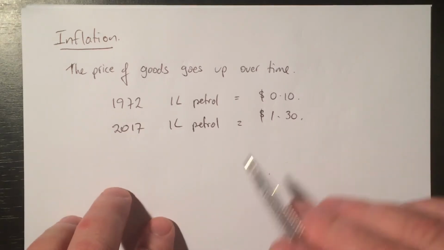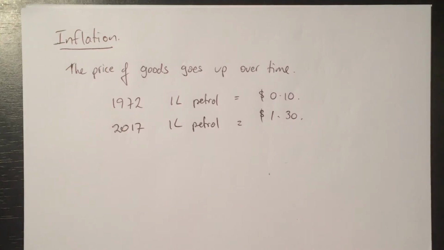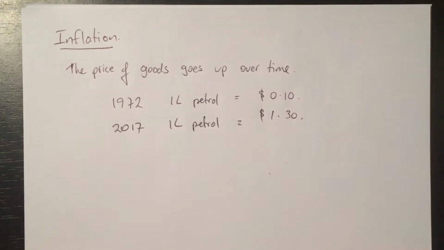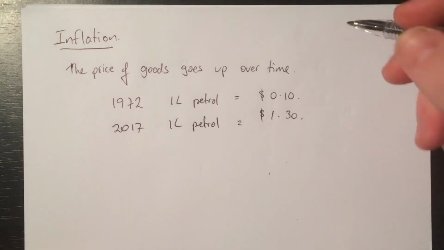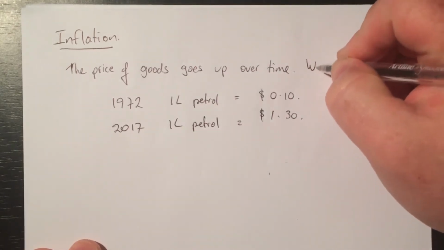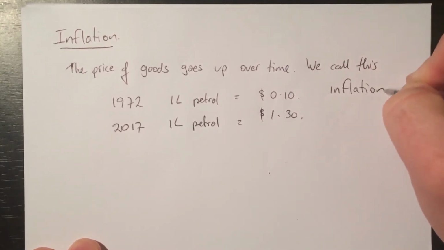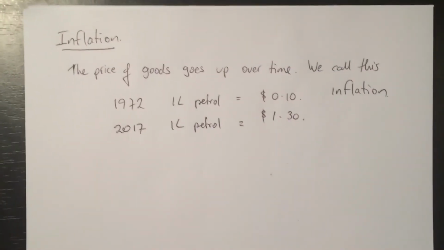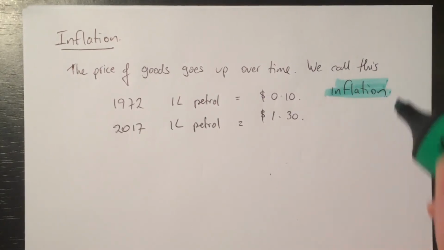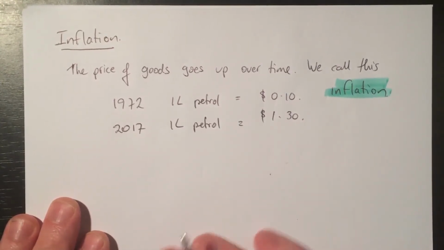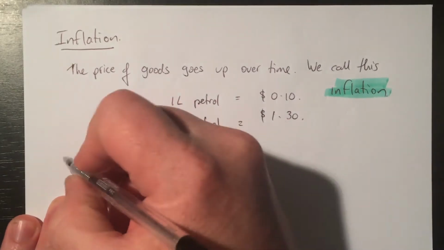So the value of money going down means that we need to spend more of it to purchase the same thing. And of course this has the effect that we notice of the prices going up, or prices inflating. So when the price of goods goes up over time, this effect we call inflation. The rate at which prices go up over time is called the inflation rate.